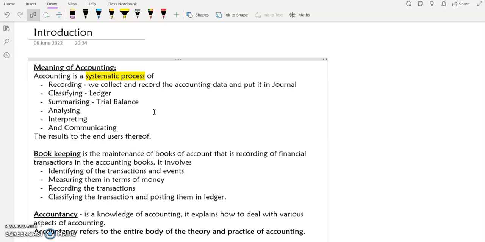So the first step in our systematic process of accounting is recording. We record the financial transaction. We classify those financial transactions in the ledger. Then we summarize the data. After summarizing, we analyze it, interpret it, and communicate the results to the end users thereof. If you will see, the recording part is the journal, classifying part is the ledger, summarizing is the trial balance. From the trial balance, we prepare the final accounts that we are going to study at the end of this academic session. So from the trial balance, we prepare our financial statement.